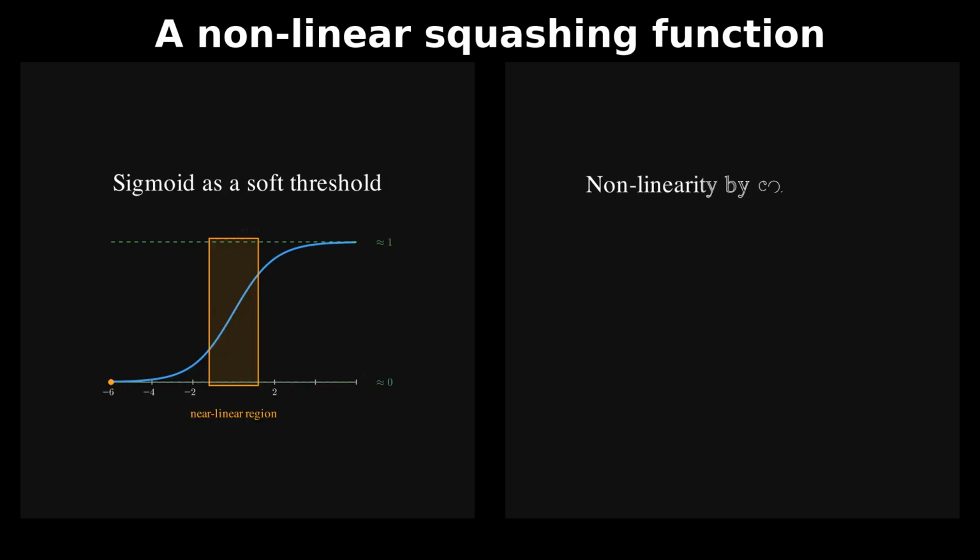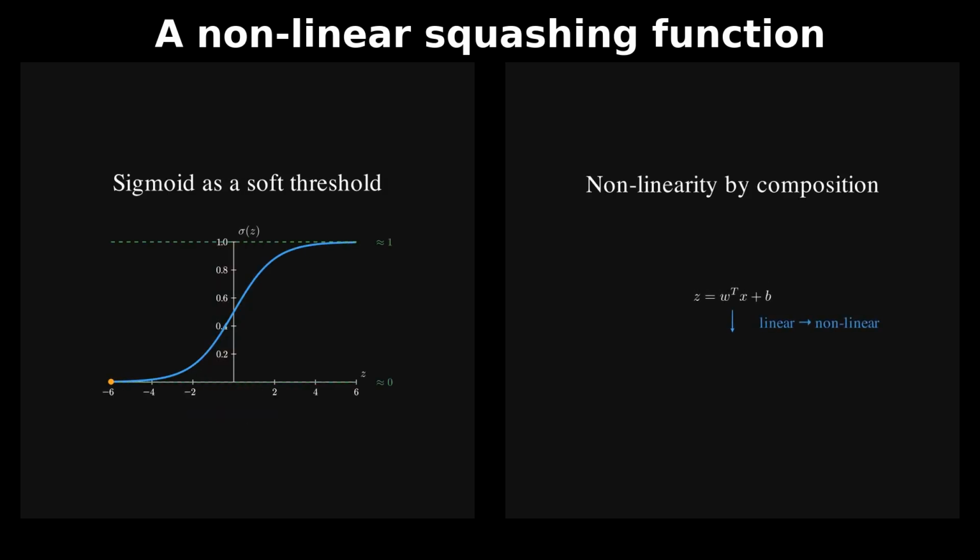There is another way to get curves without inventing a huge list of handcrafted features. Take a linear score and pass it through a non-linear function. That single move breaks the straight-line geometry. Think of it as a soft switch. For very negative inputs, it outputs near 0. For very positive inputs, it outputs near 1. And in the middle, it transitions smoothly.